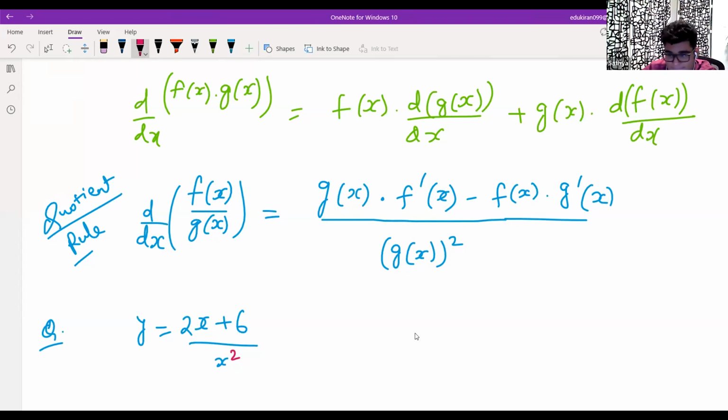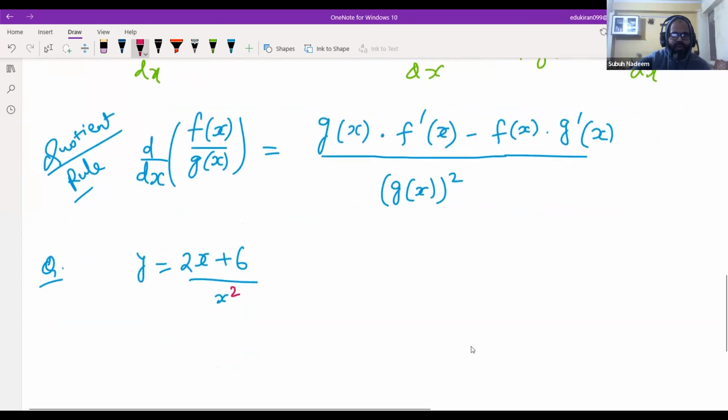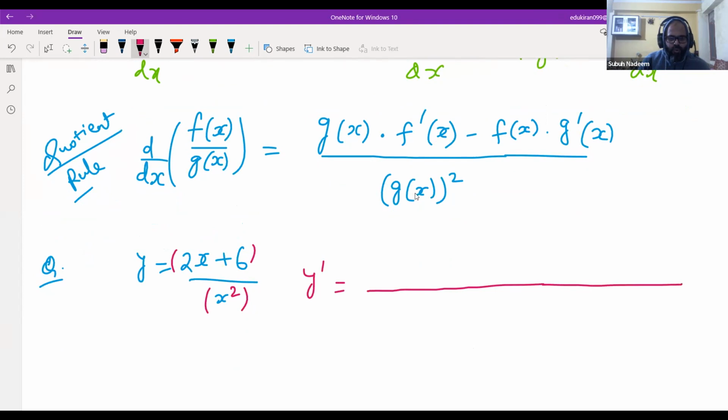Okay. So now if we apply the quotient rule, we have fx, which is the numerator, and gx, which is the denominator. And we want to differentiate it, y dash. Just see the formula above and fit it over there. g x whole square. So gx is x square, whole square.